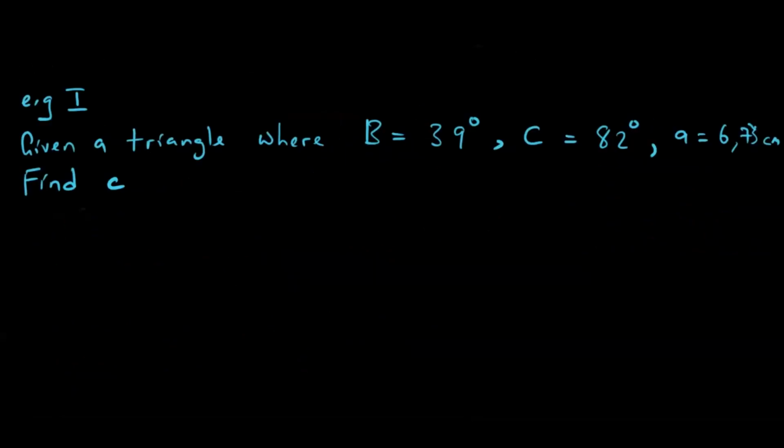This is our example. Given a triangle where B is equal to 39 degrees, C is equal to 82 degrees, A is equal to 6.73 centimeters, find C. So in attempting the question, we start by sketching the triangle.